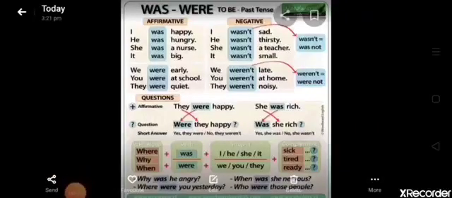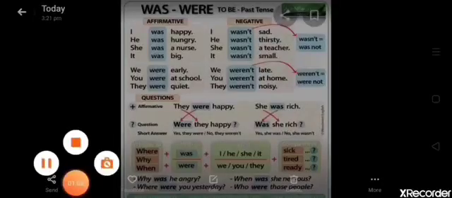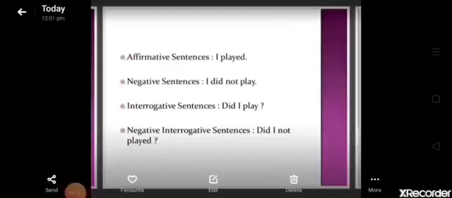Now, this image can show you, or you can easily understand by this image, the affirmative sentence: I was happy. In negative: I wasn't sad. In a question, we are going to put were first: Were they happy? Was she rich? So this is the best example of simple past tense. In negative interrogative sentences: Did I not play it?